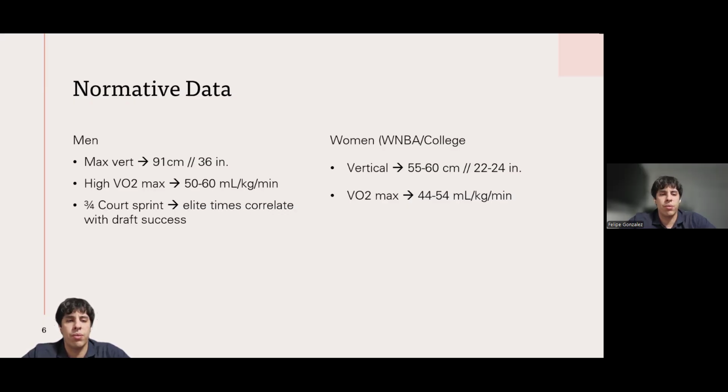Normative values vary by level, but highlight clear benchmarks for jump height, sprint times, and aerobic fitness. And these metrics are important because they correlate with selection and career success.